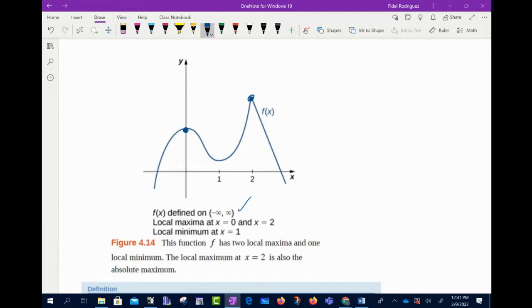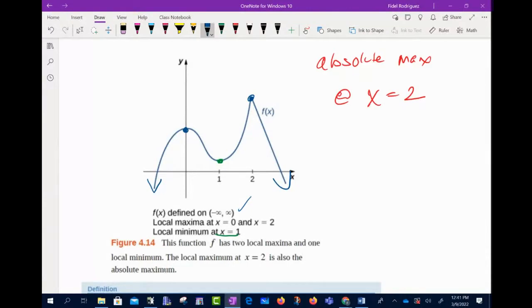Yes, Doug? At 2, that's right. Very good. So John is saying the absolute max occurs when x is equal to 2. That's right. And then we also have a local minimum, right? We have a local minimum at x equals 1. Y'all, just looking at the way the graph is drawn, you agree with me that that graph goes down that way and it goes down that way?